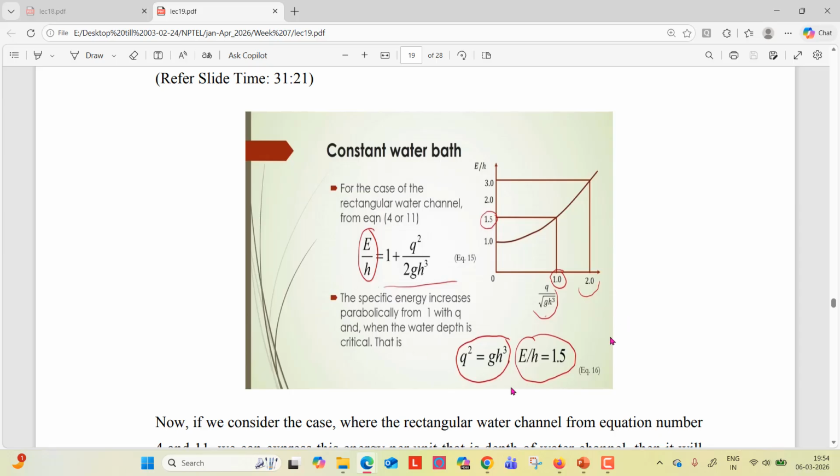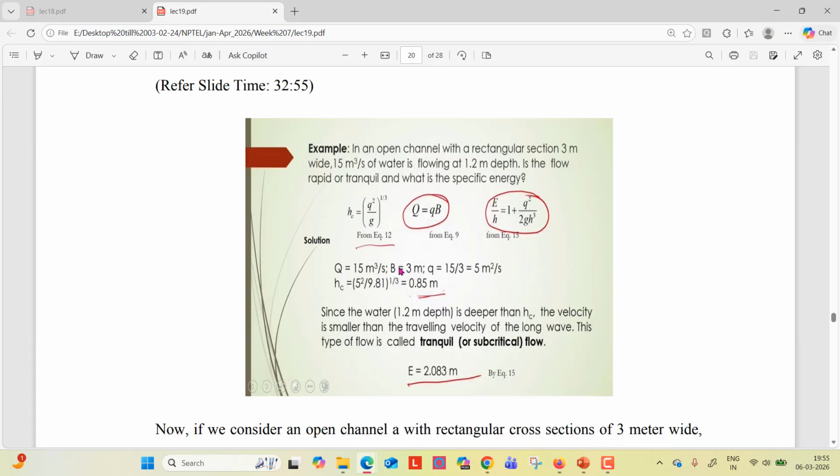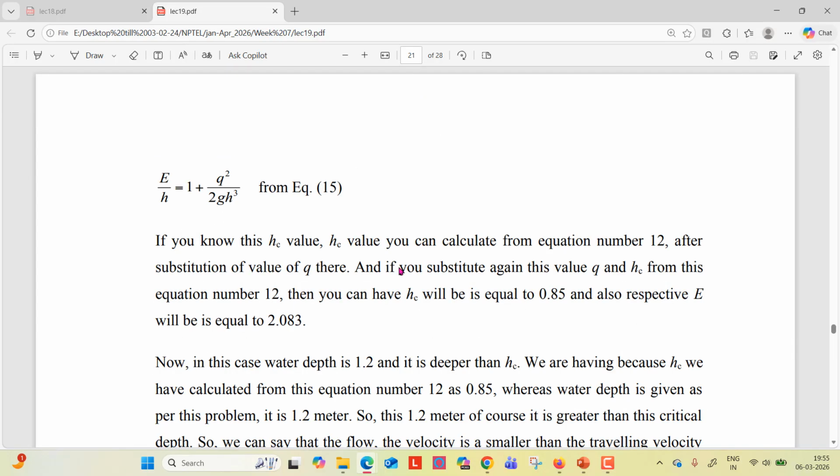So we have seen that in case of constant water depth, the E and H ratio is 1.5 for a rectangular channel. So there is some problem here regarding that.